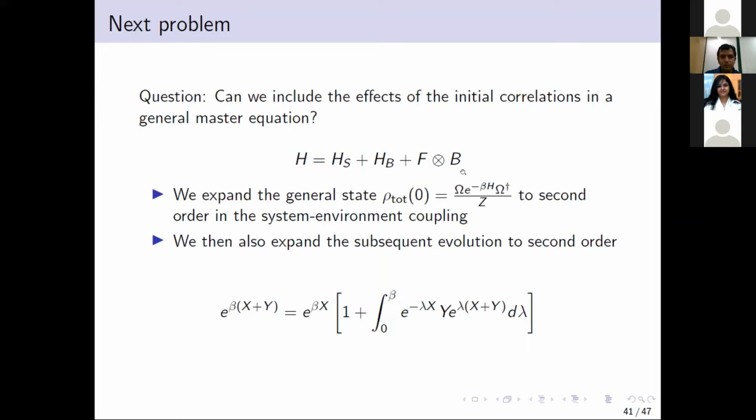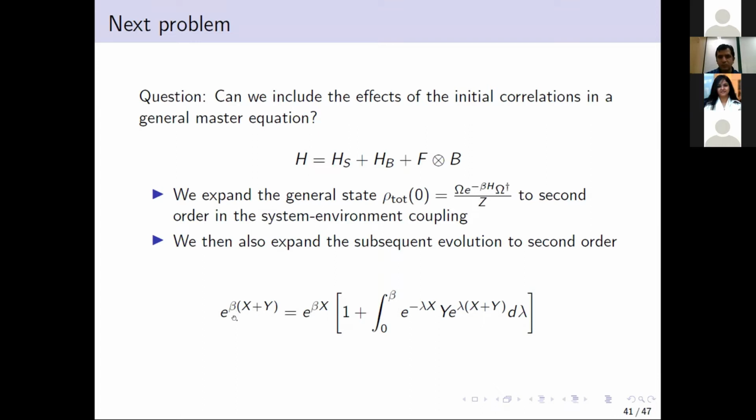You can actually expand this state to second order in the system environment coupling strength via this identity. Homework, you can try proving this. Beta is an arbitrary parameter, x and y are arbitrary operators. You can actually prove it. The proof is very nice. I'll just give you a hint. You bring this to the other side, so you get e raised to y minus beta x, e raised to beta x plus y is just equal to that.